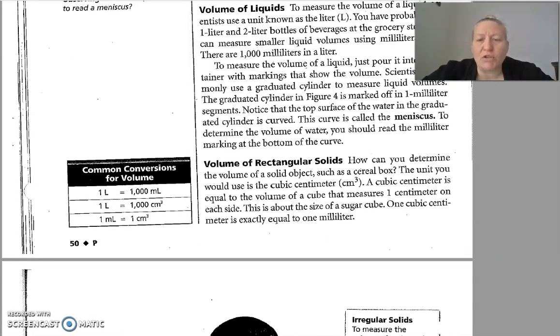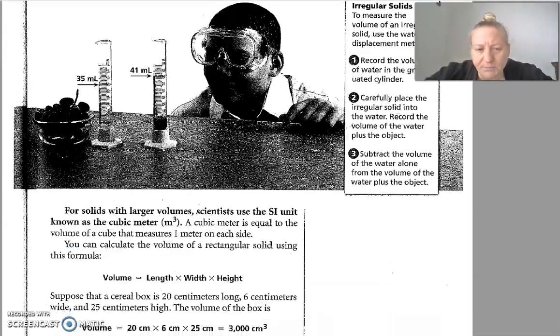Volume of rectangular solids. How can you determine the volume of a solid object such as a cereal box? The unit you would use is the cubic centimeter. A cubic centimeter is equal to the volume of a cube that measures 1 centimeter on each side. This is about the size of a sugar cube. 1 cubic centimeter is exactly equal to 1 milliliter. Please note that you're going to be using that in this class and in rhetoric. 1 cubic centimeter is exactly equal to 1 milliliter.